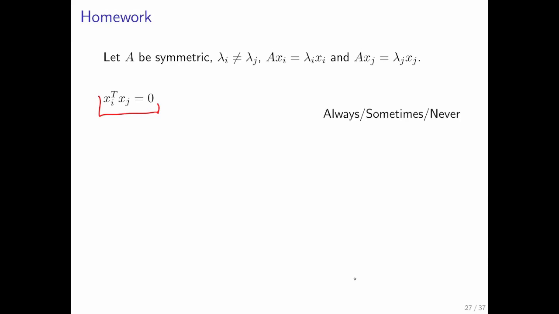So hopefully you got a chance to do that homework. And the answer is that it is the case that these two vectors are orthogonal to each other. And how do we prove that? Well, somehow we need to come up with this right here.